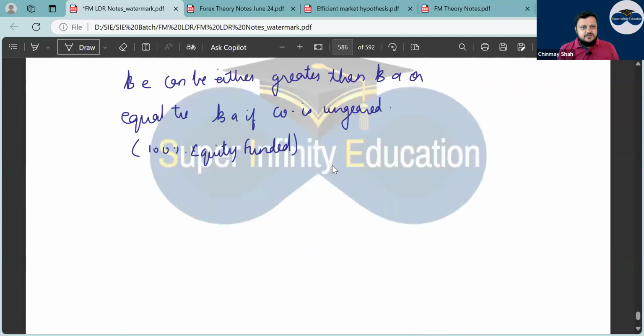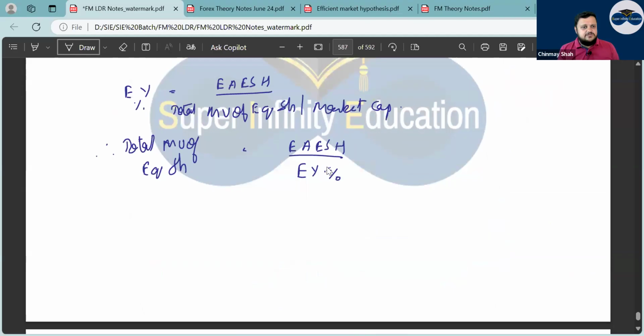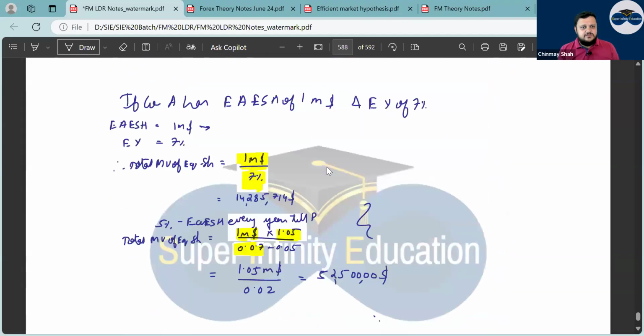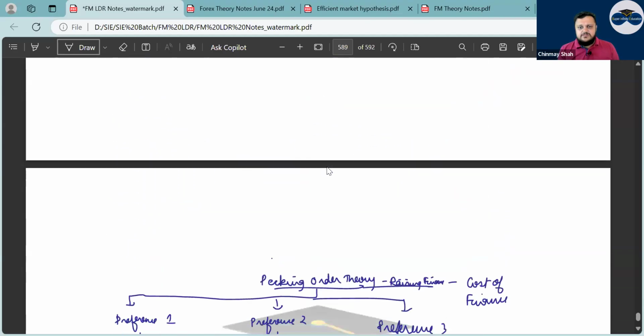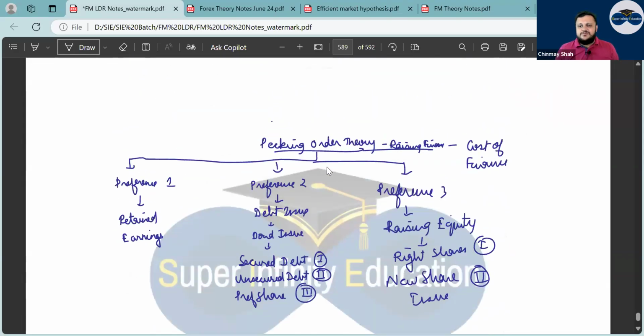Then I think I did beta: equity beta will always be greater than asset beta, correct? Because there is going to be then pecking order theory. You have the pecking order theory, which is nothing but the preference of raising finance.